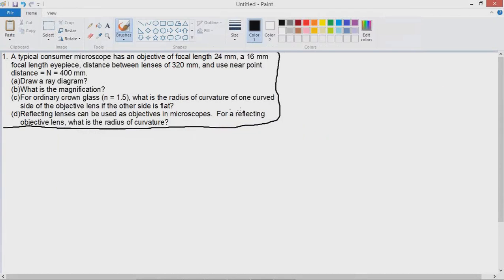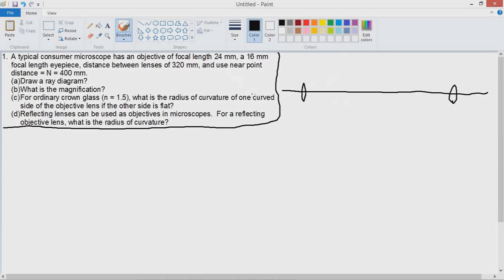Okay, ladies and gentlemen, this is the problem under consideration. And the first thing we want to do, part A, is to draw a ray diagram. And I like to use the SOLVE method, which is to draw a sketch, which is what this ray diagram does, and then organize our knowns and unknowns. I personally like to do that right on the sketch.